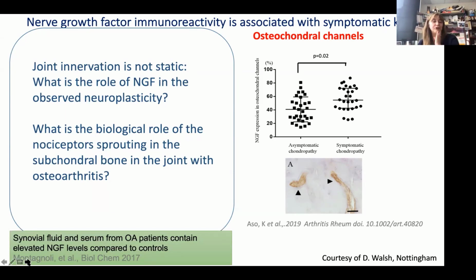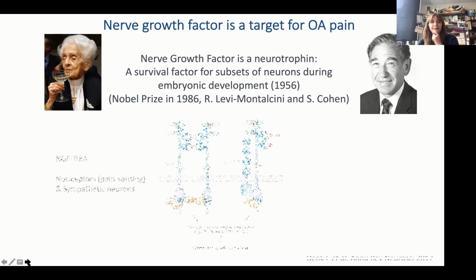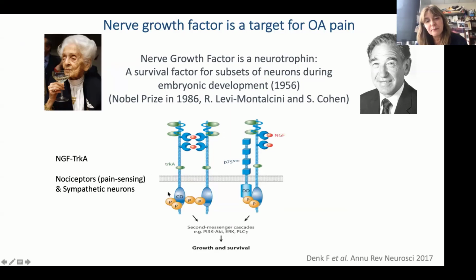We know that nerve growth factor is increased in the synovial fluid of patients with osteoarthritis, as well as in different tissues, and it has been a target for osteoarthritis pain in the past decade. It was actually discovered in the 1950s by Dr. Levi-Montalcini and Stanley Cohen at Washington University in St. Louis, because they found that it was an essential survival factor for subsets of neurons during embryonic development. It was the first growth factor ever discovered, which earned them the Nobel Prize in 1986. Nerve growth factor can bind either the TrkA receptor or the p75 receptor, but the pain pathway has been focusing on binding to the TrkA receptor.